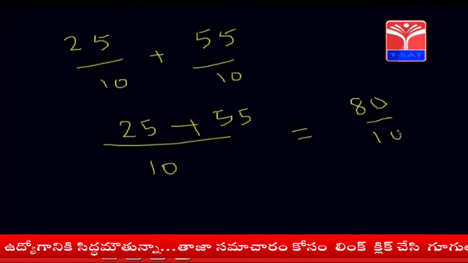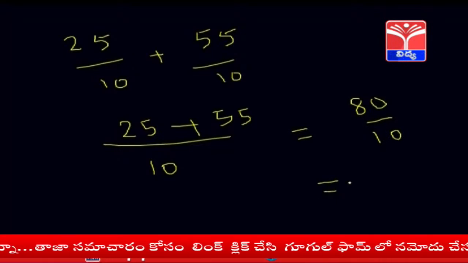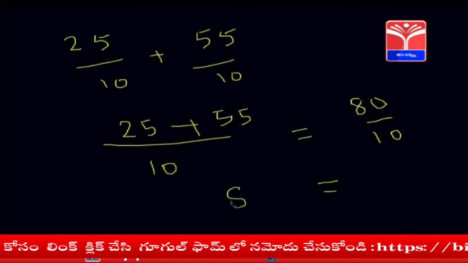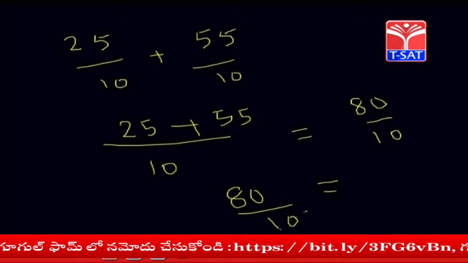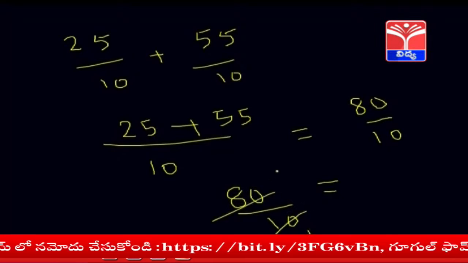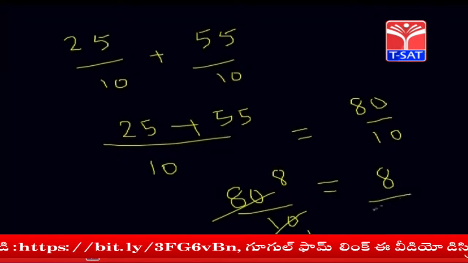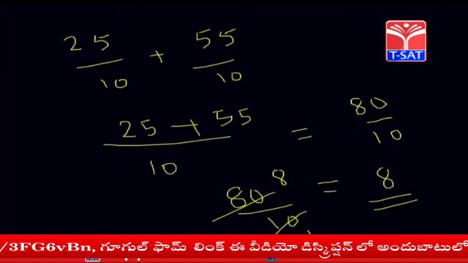So 25 plus 55 equals 80/10. And see children, what does the result 80/10 mean? 80/10 means you divide 80 by 10. 10 ones are 10, 10 eights are 80. So the result is 8. Okay. And then next we will go for another.